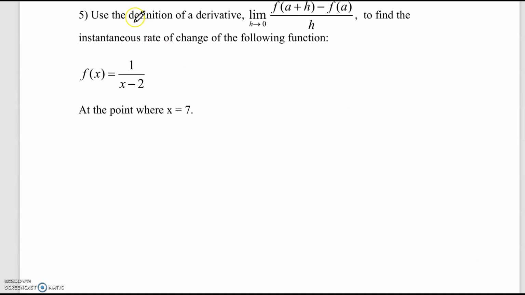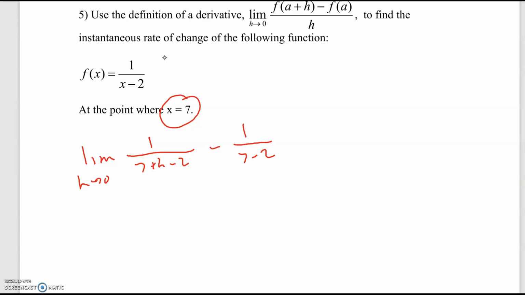Okay, use the definition of the derivative. You have to replace the x with a plus h in the beginning, or actually you can replace it with a 7. Just go ahead and replace it with a 7 right away. So you have the limit as h goes to 0 of 1 over 7 plus h minus 2, and then minus 1 over 7 minus 2.